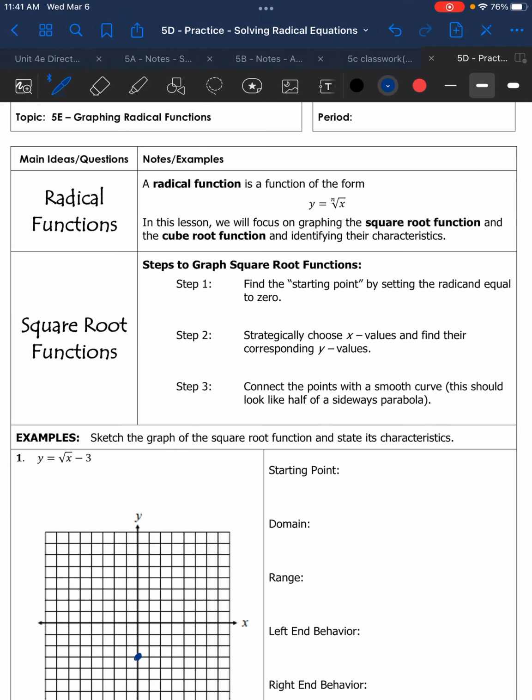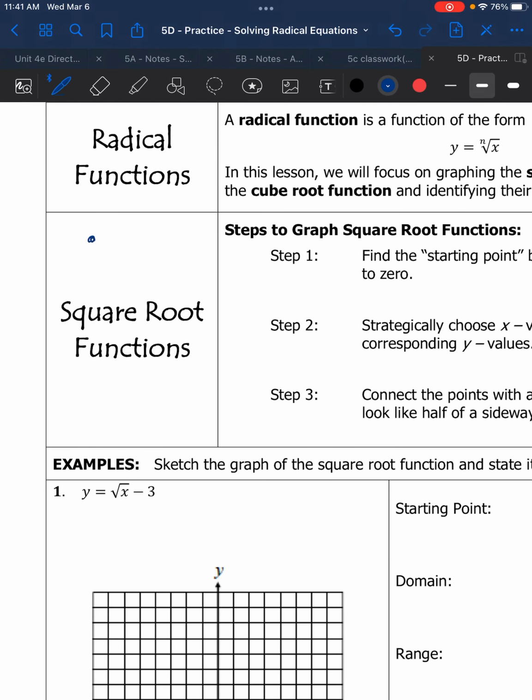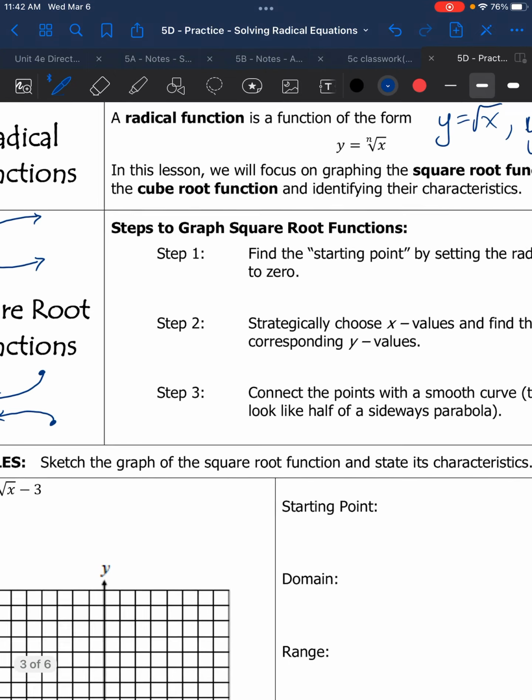Welcome to graphing radical functions. Radical functions, we're going to concentrate mainly on square root functions and cube root functions. Square root functions are like sideways parabolas, with just the top of the parabola or just the bottom of the parabola, or they can look kind of backwards. So one of those four is typically what they're going to look like.